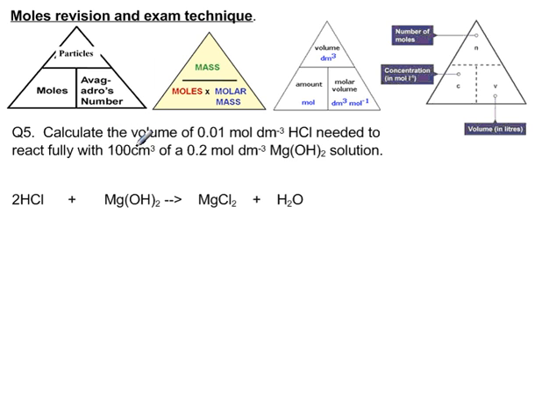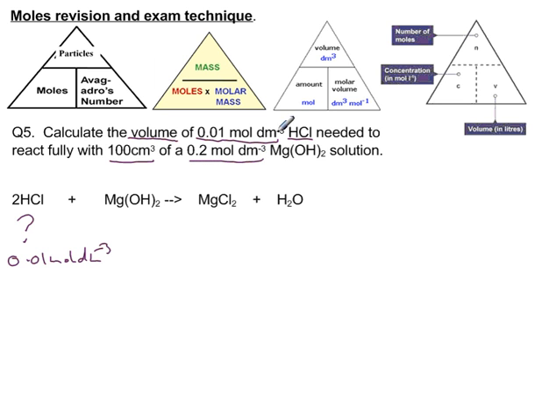This is what we're trying to figure out, the volume of hydrochloric acid. We don't know the volume of hydrochloric acid. But we have got some information about the hydrochloric acid, which is its concentration, 0.01 moles per litre. Now, the magnesium hydroxide we know a bit more information about. We know its volume and we know its concentration.